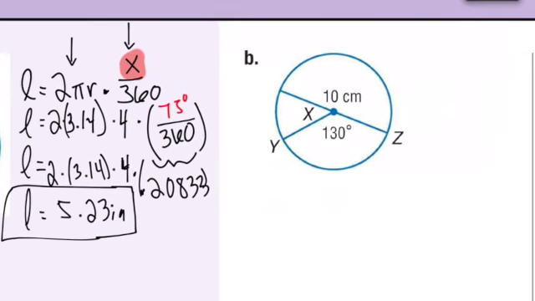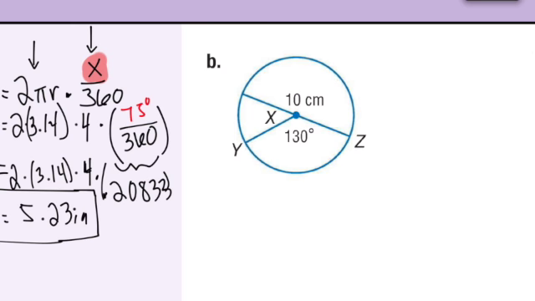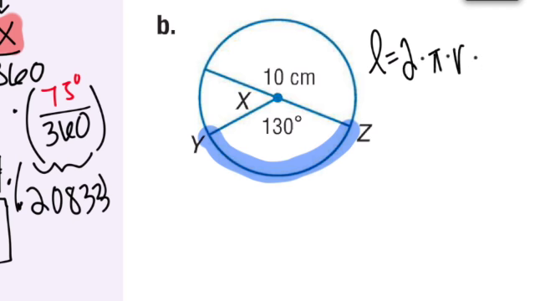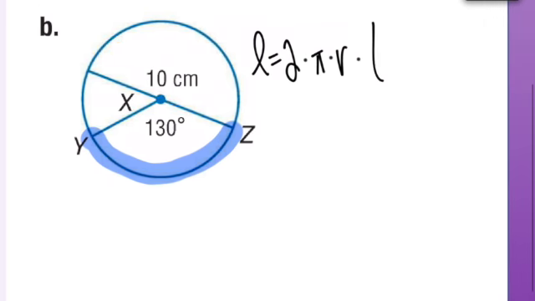All right, let's go ahead and look at this example. So I'm looking for the arc length of Y to Z. So here's Y, and then here's Z. All right, so same idea. I've got L equals 2 times pi times r times x over 360.